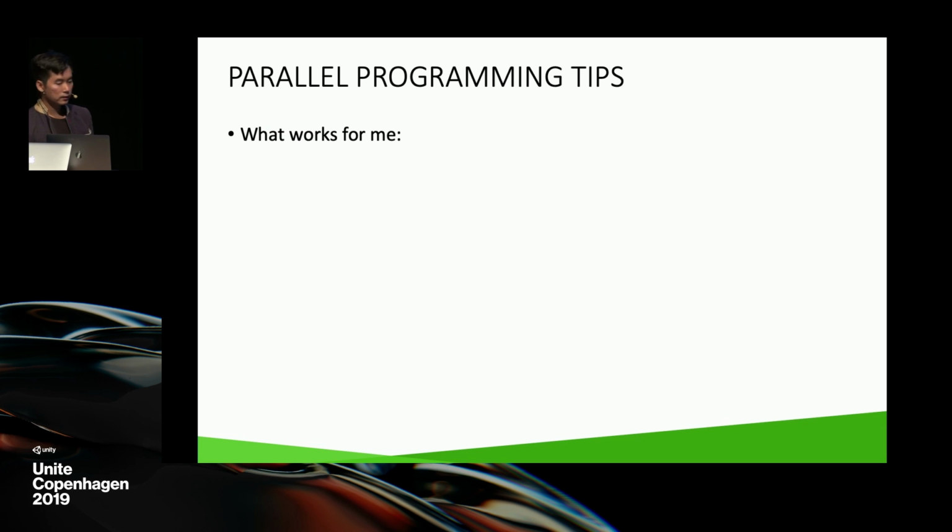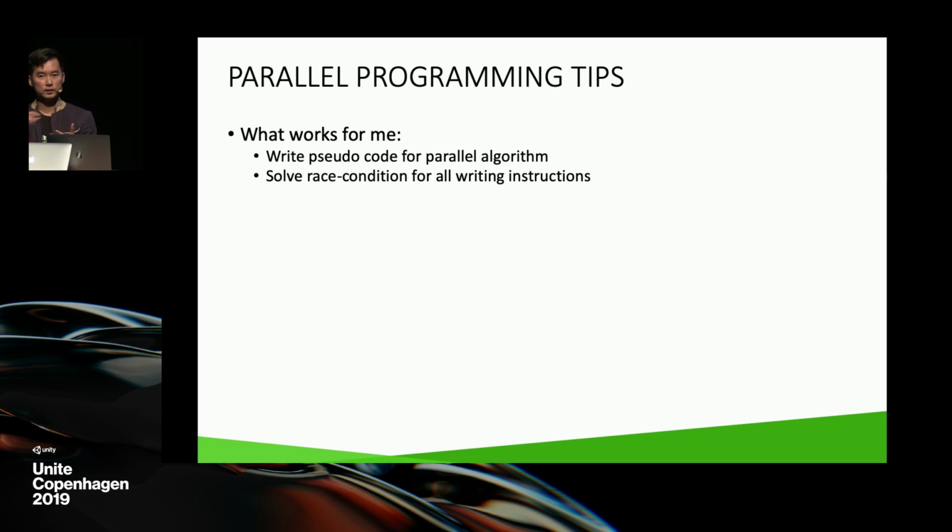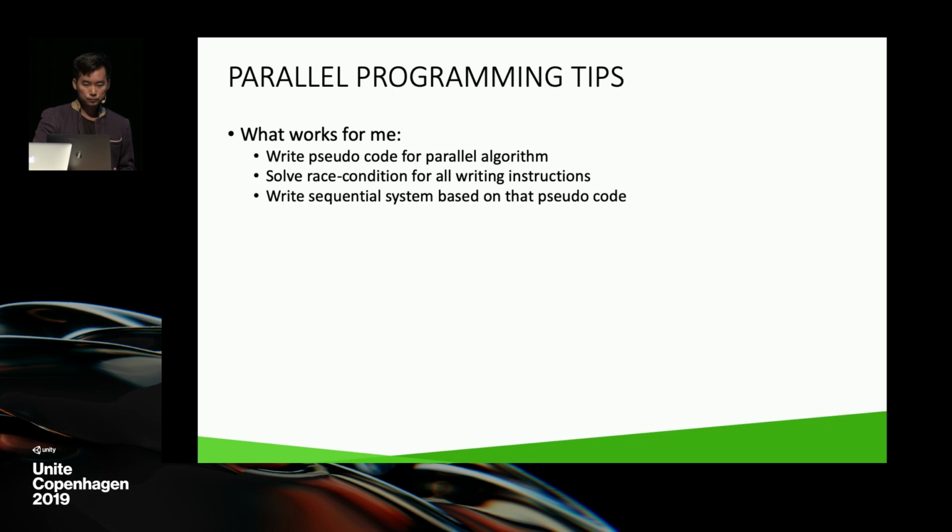And throughout the implementation of this project, I figured out this is the process that worked for me. So to write a parallel algorithm that does not have race condition, I first started writing the pseudocode on paper for the parallel algorithm, and look at the pseudocode trying to solve all the race conditions, because we can just look at all the assignments, all the reading, and see if there is any race condition that could potentially happen, and we solve it at the pseudocode level.